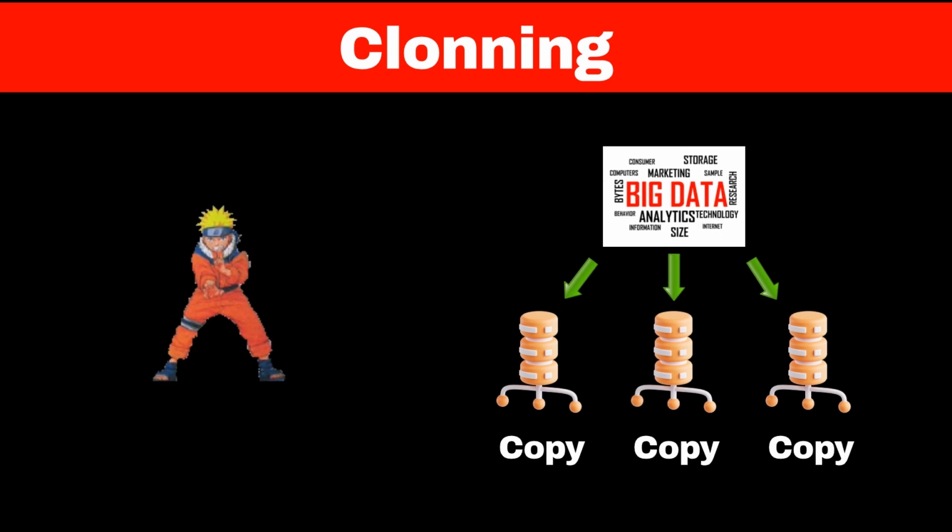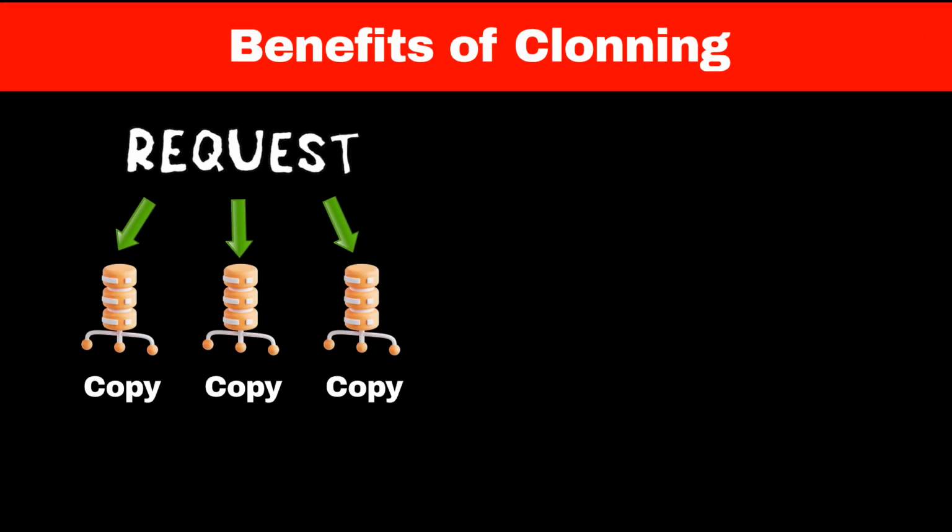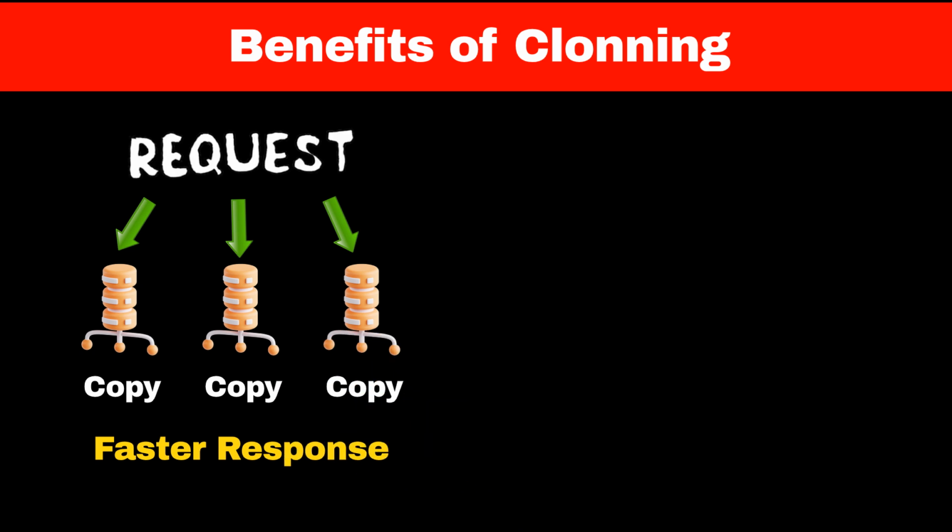When you have same copies of data stored on multiple servers, it helps us to handle millions of requests efficiently. For example, when we receive millions of requests to read the data, we can split the requests and redirect them to different servers, which provides us with a quicker response.